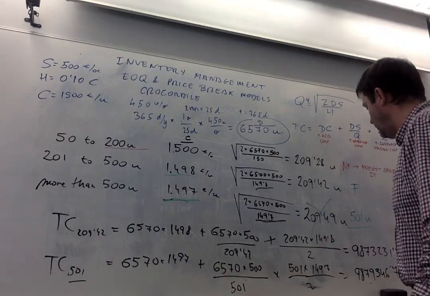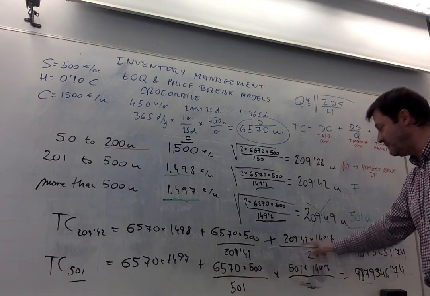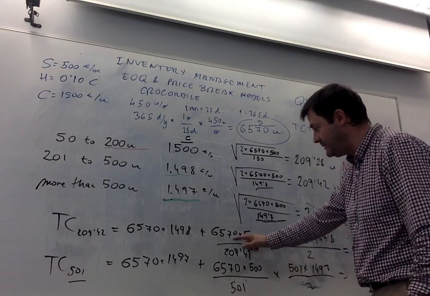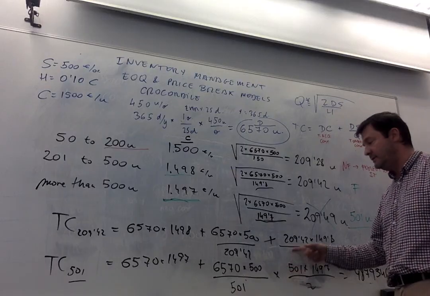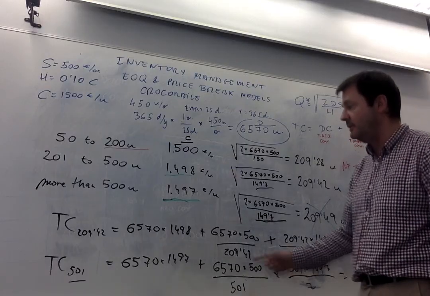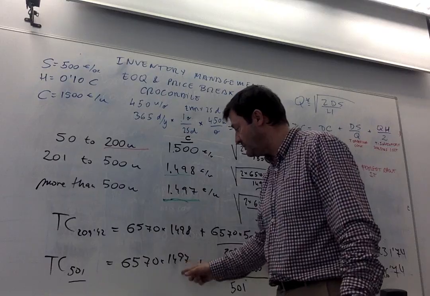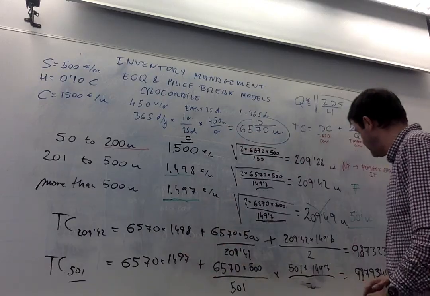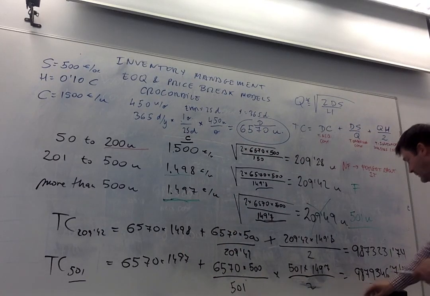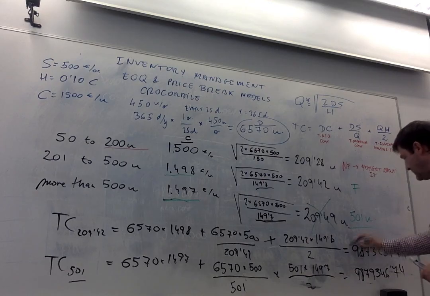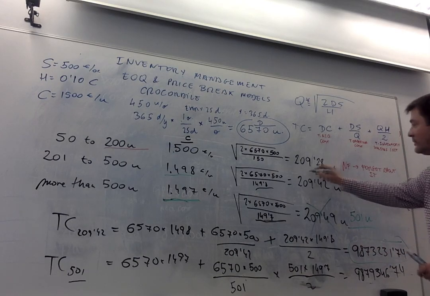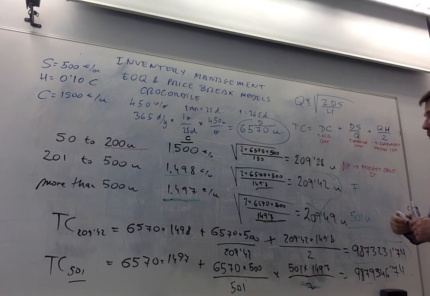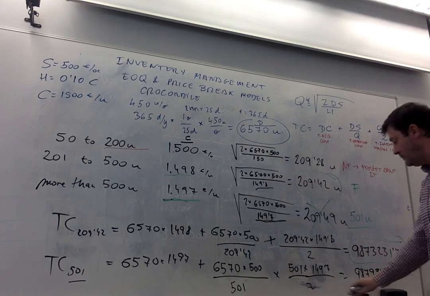Okay, if you solve this, you will see that this is much bigger than this, even though this is smaller than this. The difference in the cost is very small and doesn't offset this. Okay, so the winner in this case is this, that is this order size, the one that we got with this equation.